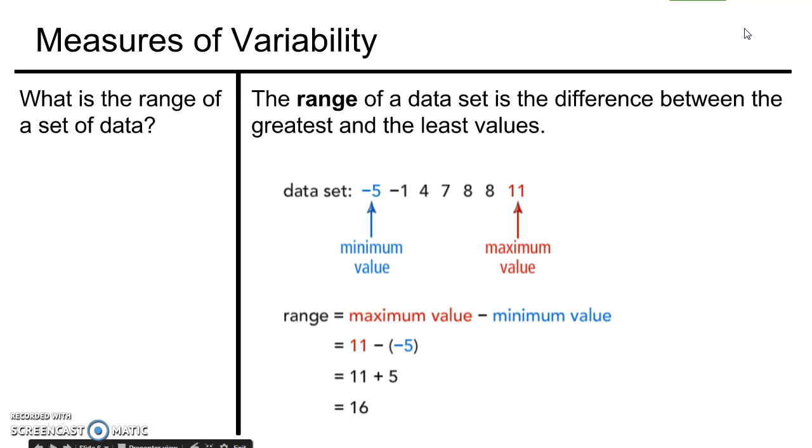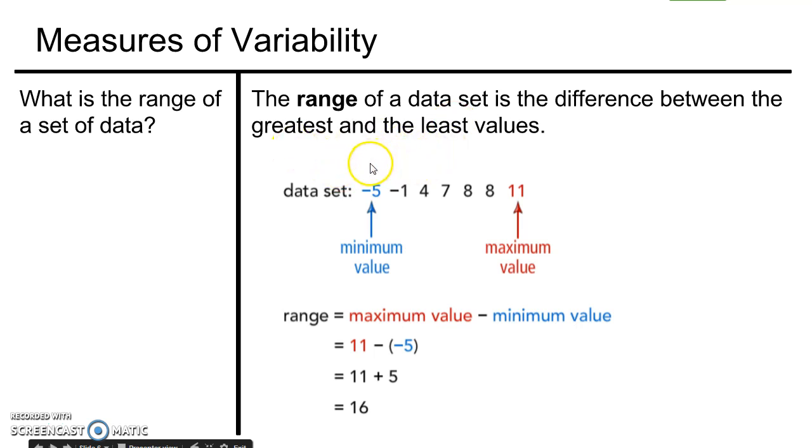All right, next definition. So we just talked about measures of center. Now we're going to look at measures of variability. Our first definition for the measures of variability is range. Copy this into your notes, and I'm going to talk about the example. You don't have to copy the example, just the definition. What is the range of a set of data? It is the difference between the greatest and the least value.